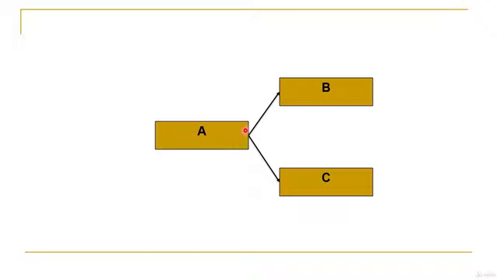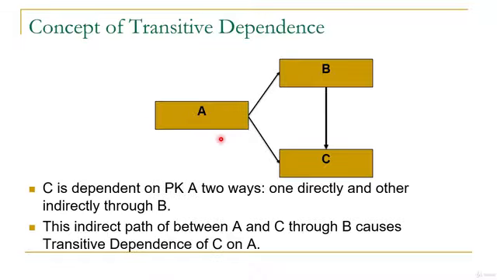Let's suppose we have a relation R having three attributes A, B and C, and A is its primary key while B and C are its non-key attributes. You can see that B and C are functionally dependent on primary key A. But let us consider a situation where B also functionally determines C. In simple words, one non-key attribute is functionally determining another non-key attribute.